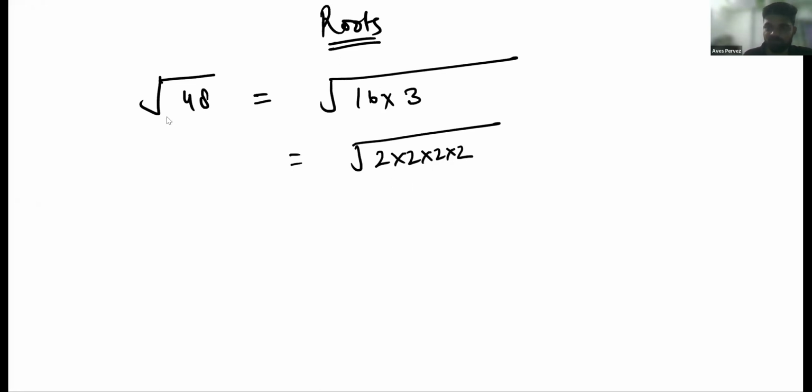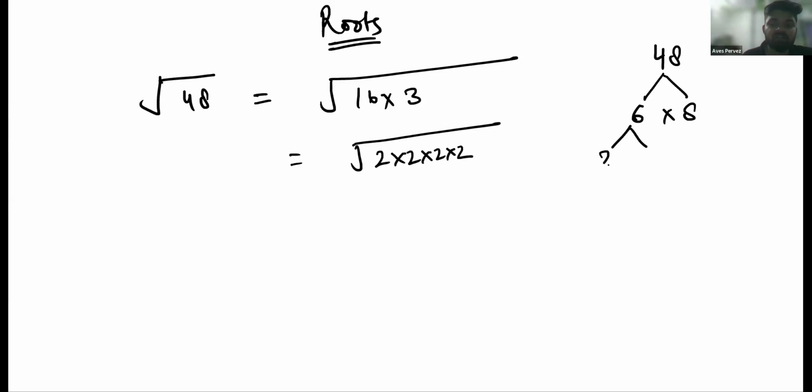And how do you know this? Read the table of any two numbers that multiply to give you 48. For example, 16 3s are 48, and 6 8s are 48. So 48 can be written as 6 into 8. But you see that 6 is not a prime number, so 6 into 8 will not be considered a prime factorization. You have to further split this 6 and 8.